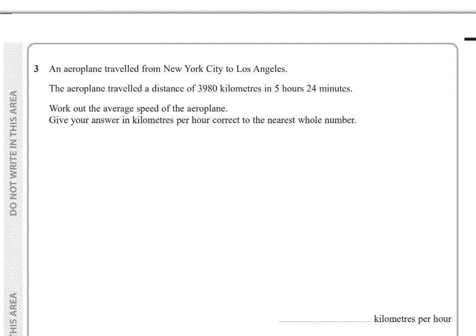Number 3. An airplane traveled from New York City to Los Angeles. The airplane traveled a distance of 3,980 kilometers in 5 hours 24 minutes. Work out the average speed of the airplane. Give your answer in kilometers per hour, correct to the nearest whole number.